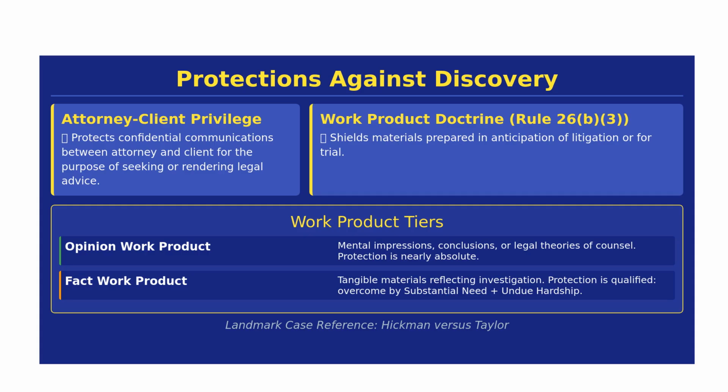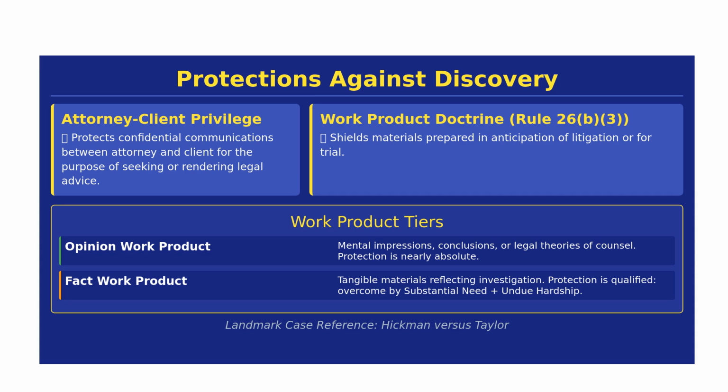The two pillars supporting this protection are the attorney-client privilege and the work product doctrine. First, the attorney-client privilege protects confidential communications made between an attorney and a client for the purpose of seeking or rendering legal advice. This is the oldest privilege known to common law.